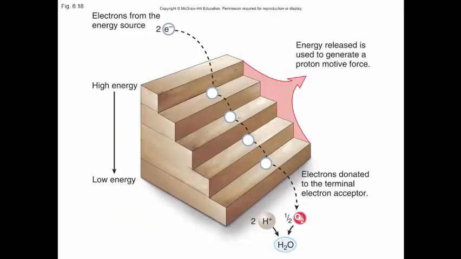Remember that we said that we can tap off energy in a variety of steps. We're going to have higher energy electrons present, and we're going to have them go through a series of smaller steps, just like a slinky. If you've ever seen that big toy, every time you drop a step, you release energy, and that's going to be used to generate proton motive force. We're going to explain that in a second.